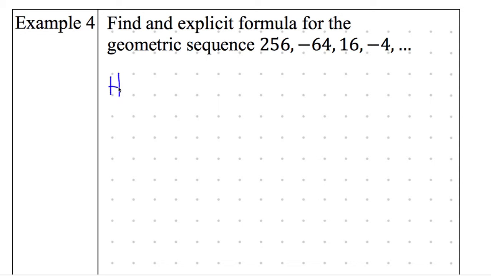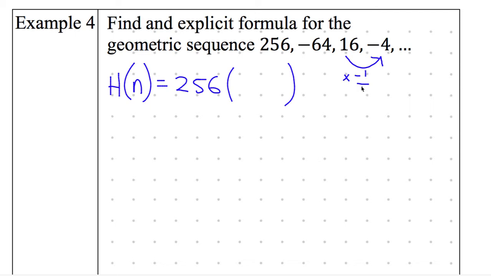That works. H of n is equal to, all right, what's my first thing that I'm going to put for my formula? The start. What is the start value or the first value? 256. Notice that this is the first value, not the 0th value. The 0th value isn't given to us. We would have had to go backwards one. 256 times what? What is the common ratio? What am I multiplying by each time to get from 256 to negative 64? Or better yet, to get from 16 to negative 4? Daisy, do you see that? I have to multiply by negative 1 over 4.